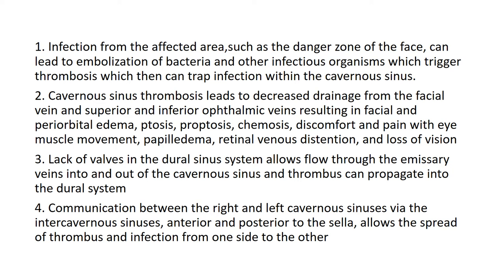The lack of valves in the dural sinus system allows flow through the emissary veins into and out of the cavernous sinus, and thrombus can propagate into the dural system. And the communication between the right and left cavernous sinus via the intercavernous sinuses allows the spread of thrombus and infection from one side to the other.